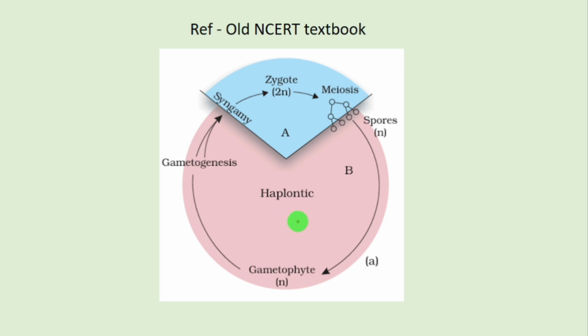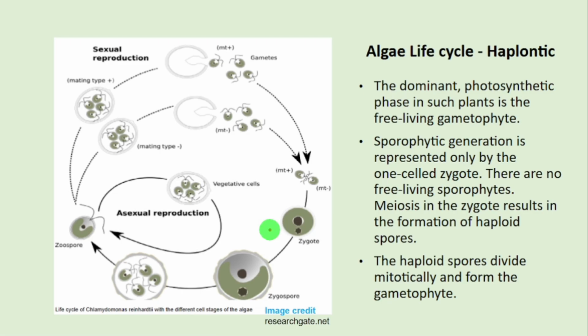So the first life cycle is the haplontic life cycle. Here the dominant phase will be haploid. And which particular structure is haploid? It is the gametophyte. So this is seen in algae. The dominant photosynthetic phase in such plants is the free living gametophyte. The sporophytic generation is represented only by the one-celled zygote.